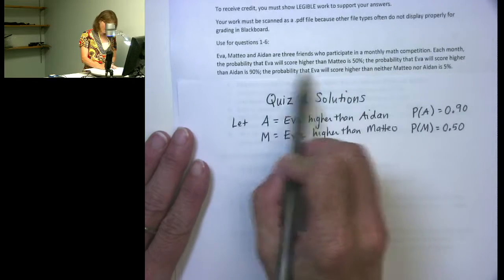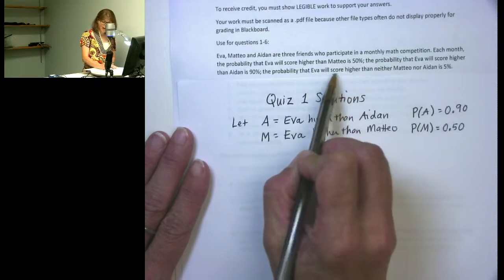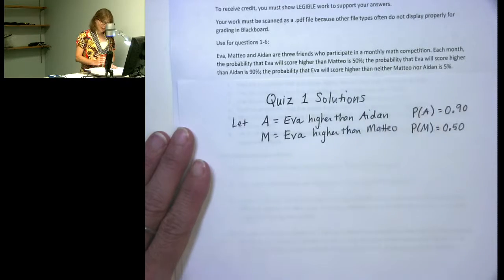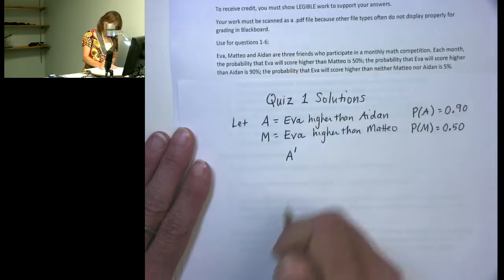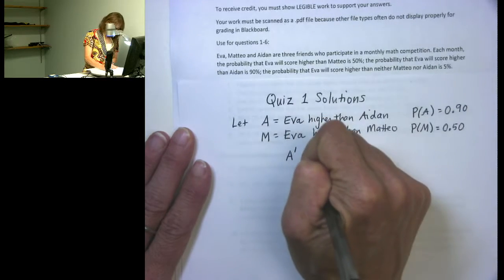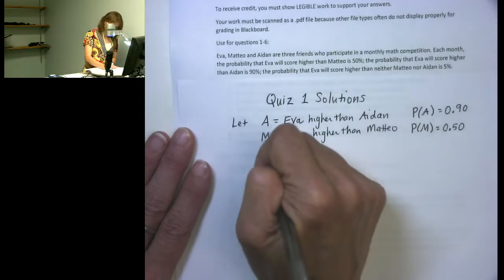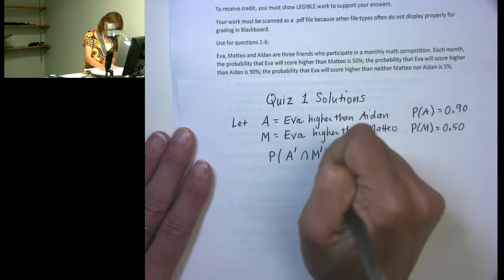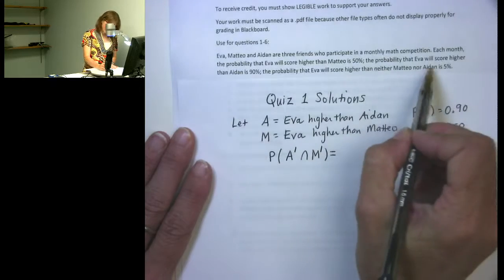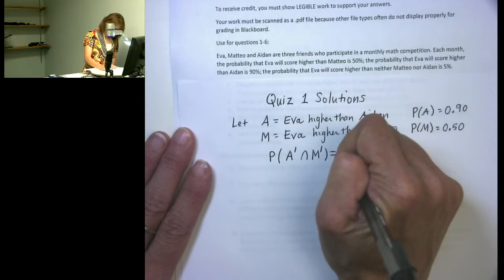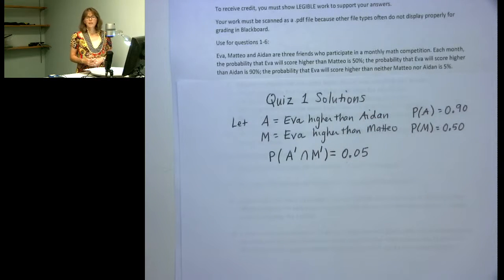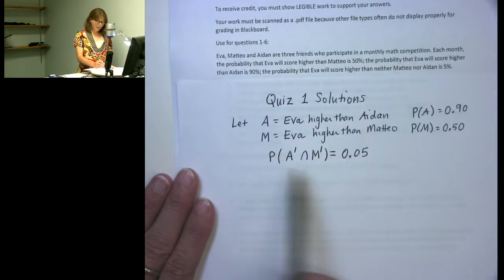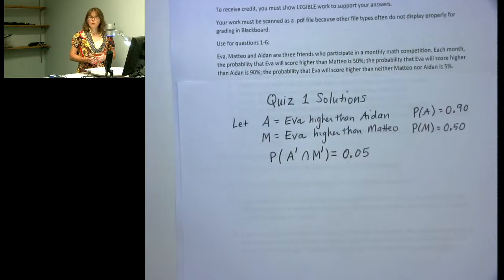And I'm also told the probability that Eva will score higher than neither Mateo nor Aiden. So this would mean Eva is not higher than Aiden, and she's not higher than Mateo either. Right? So this is the event that I'm looking at here. Probability that she scores higher than neither is 5%, so 0.05. So part of this quiz is getting used to thinking about how to take something written in words and think about what we're looking at in terms of set notation.